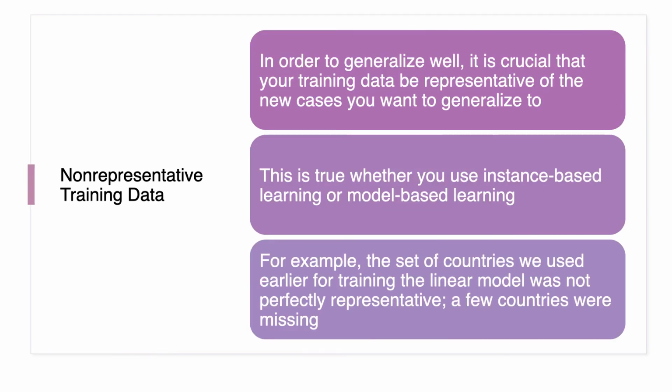Non-representative training data. In order to generalize well, it is crucial that your training data be representative of the new cases you want to generalize to. This is true whether you use instance-based learning or model-based learning. For example, the set of countries we used earlier for training the linear model was not perfectly representative. A few countries were missing. Figure 1-21 shows what the data looks like when you add the missing countries.